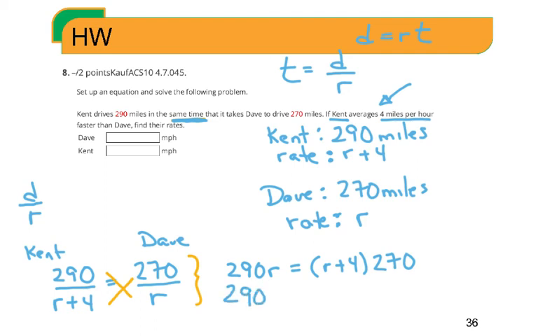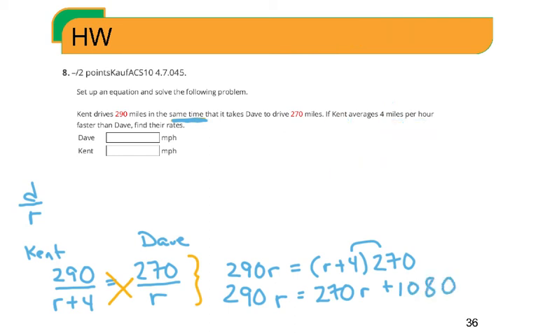So 290R equals 270R plus 4 times 270, which turns out to be 1080. Let's get some more room and keep going. So what I'm going to do is subtract 270R from both sides of this equation. What will that give me? 20R equals 1080.